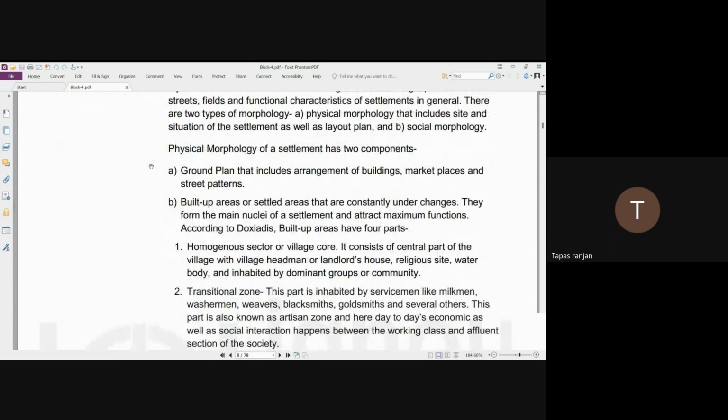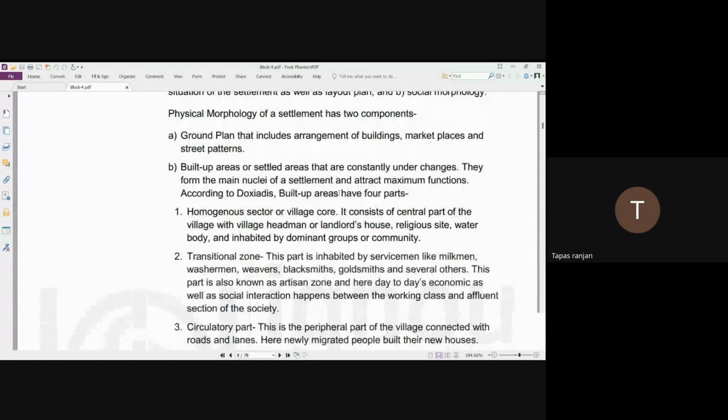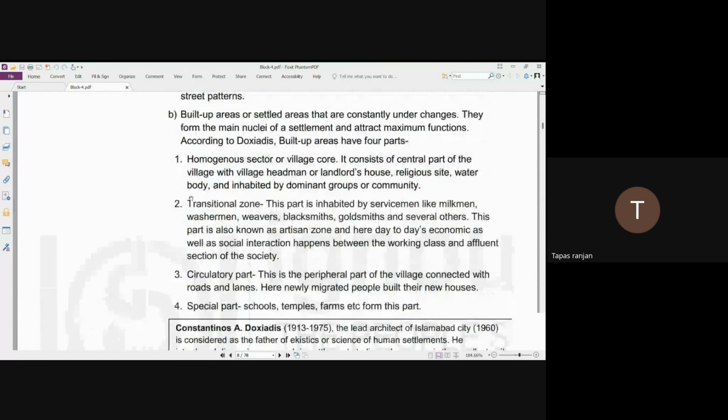First, you have the ground plan, which includes the arrangement of buildings, marketplaces, and street patterns. Then you have built up areas. Built up areas are settled areas that are constantly under change. These are dynamic areas, and even the built up areas have different parts. So what are the different parts of built up areas or the settled areas that are constantly changing?